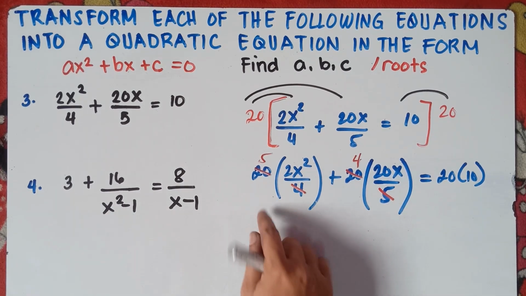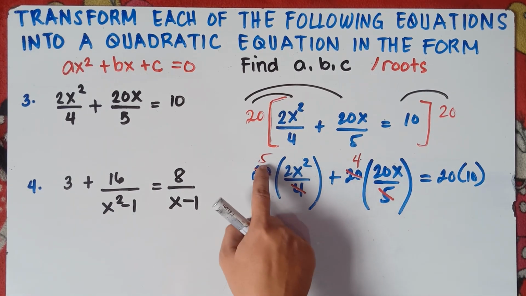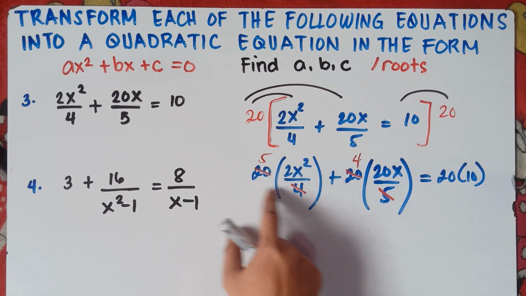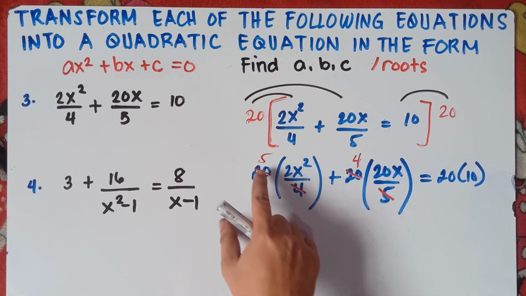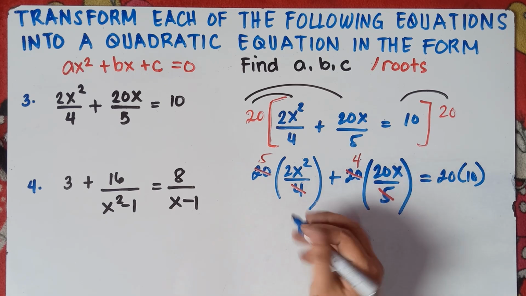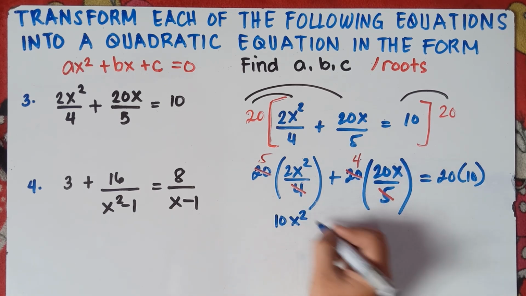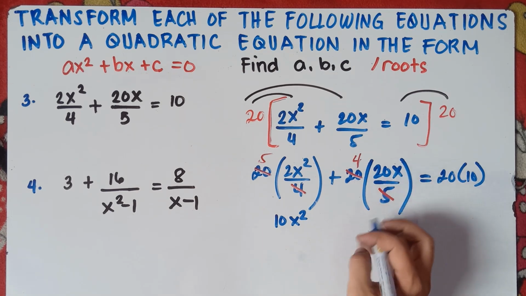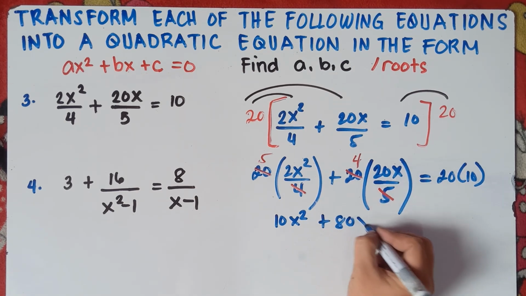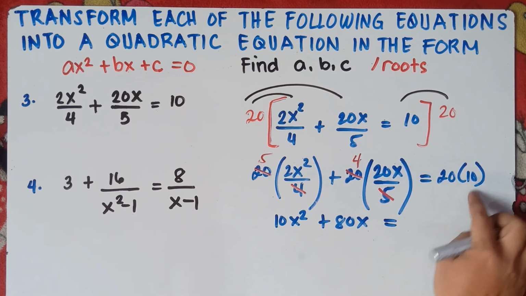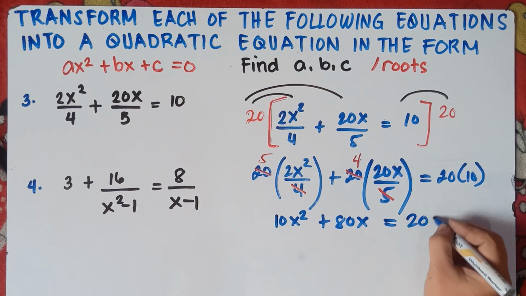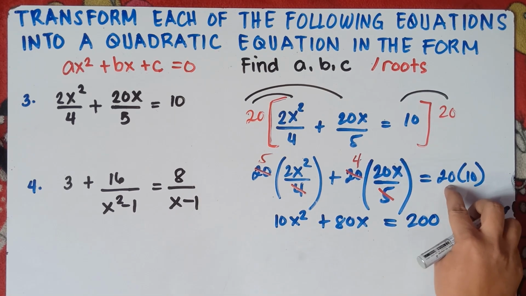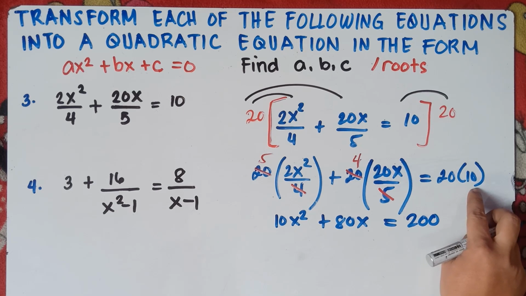So this will be, you multiply now, 5 times 2x squared. So we just remove the denominator 4. So multiply 5 times 2x squared. That would be 10x squared. Then positive 4 times 20x, that would be 80x, equals 20 times 10, that is 200. Just add 1 zero, class, in 20. If you multiply by a number 10, just add 1 zero. So 20 times 10, that's 200.